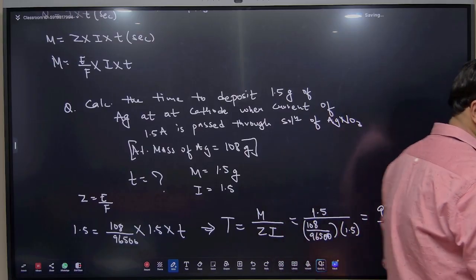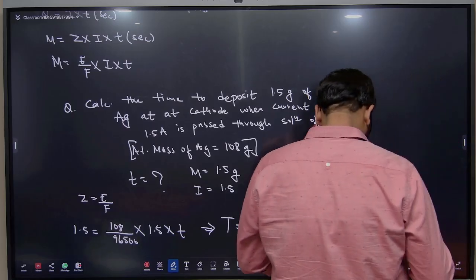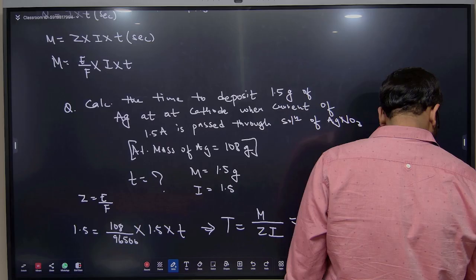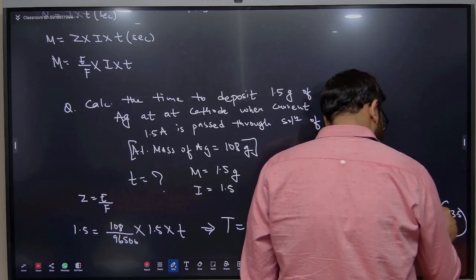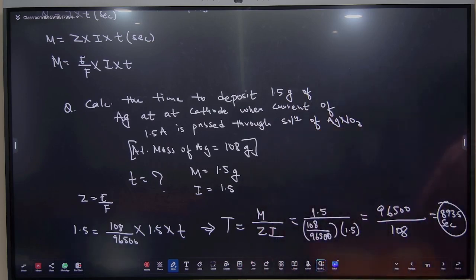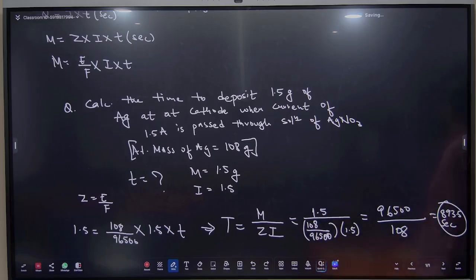Guys, so it will come as 96,500 by 108. Check how much it's coming. So what is 96,500 by 108? Roughly you will be getting 893.5. 893.5 seconds. This much time it will take. Check everyone. So remember, when they ask you the time, it becomes m by zi. You will rewrite this. Is everyone clear?